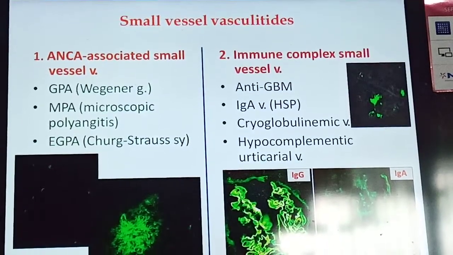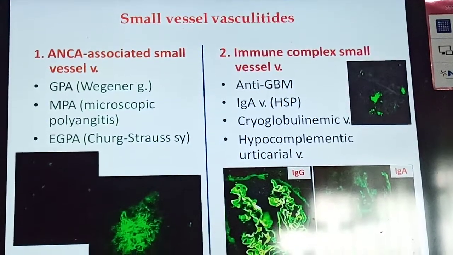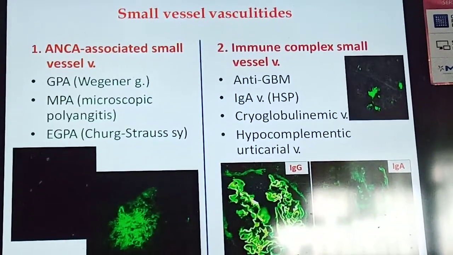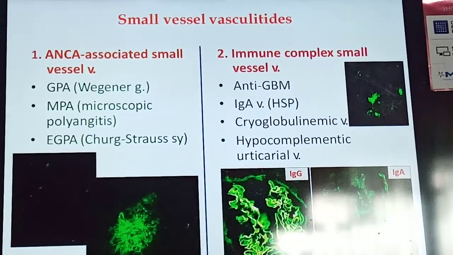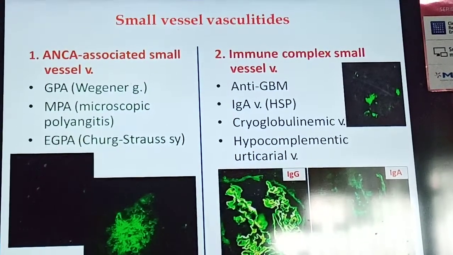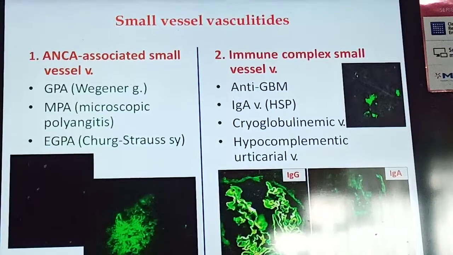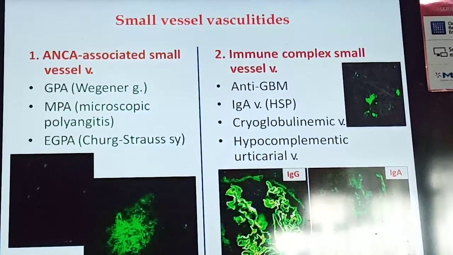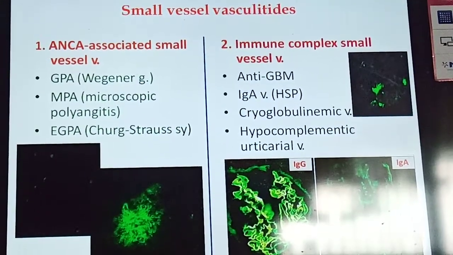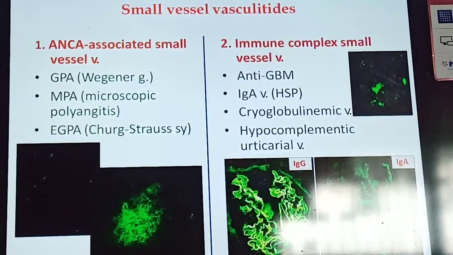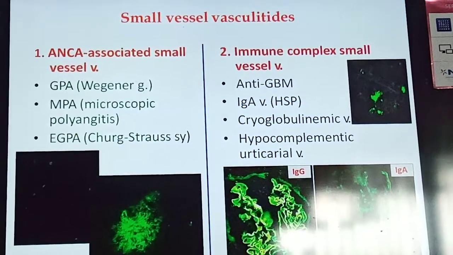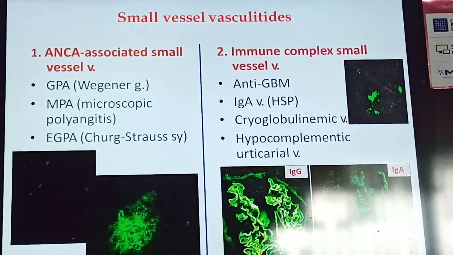So small vessel vasculitis is either ANCA associated or immune complex associated. The ANCA associated ones are GPA, that is granulomatosis with polyangiitis or Wegener granulomatosis, MPA, microscopic polyangiitis, and EGPA, eosinophilic granulomatosis with polyangiitis or Churg-Strauss syndrome. In immune complex small vessel vasculitis, there is anti-GBM disease, IgA nephropathy or Henoch-Schönlein purpura, cryoglobulinemic vasculitis, and hypocomplementemic urticarial vasculitis. So these are the different examples of small vessel vasculitis.